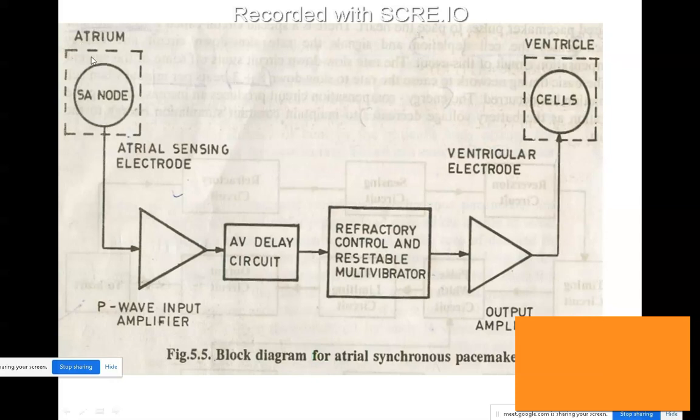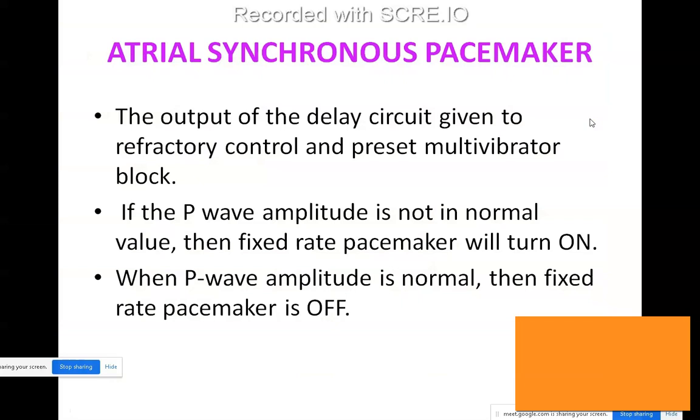So the atrial node will have one electrode, and the ventricular node will have another electrode. In between these two nodes, you will be connecting all this circuit, to match the heartbeat rate at the atrial node as well as the ventricular node. The output of the delay circuit is given to the refractory control and preset multivibrator block. If the P wave amplitude is not at the normal value, then the fixed rate pacemaker will turn on. When the P wave amplitude is normal, then the fixed rate pacemaker will be off.